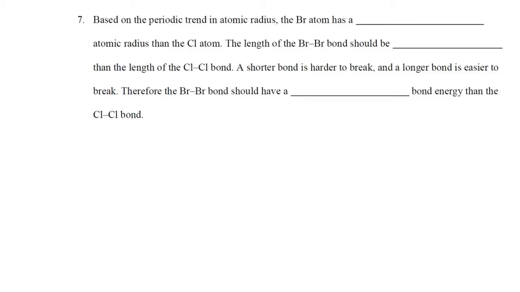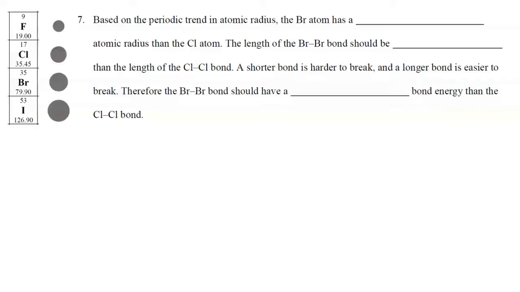Question 7, as well as question 8, is asking us to make a prediction about the bond length and the bond energy. And these are bromine atoms as well as iodine atoms. So we should remember the periodic trend in atomic radius as we go from top to bottom down a group. So there's fluorine, chlorine, bromine, and iodine. Those are the halogens. And as we go from top to bottom, the atomic radius increases. So therefore, based on the periodic trend in atomic radius, the bromine atom has a larger atomic radius than the chlorine atom.